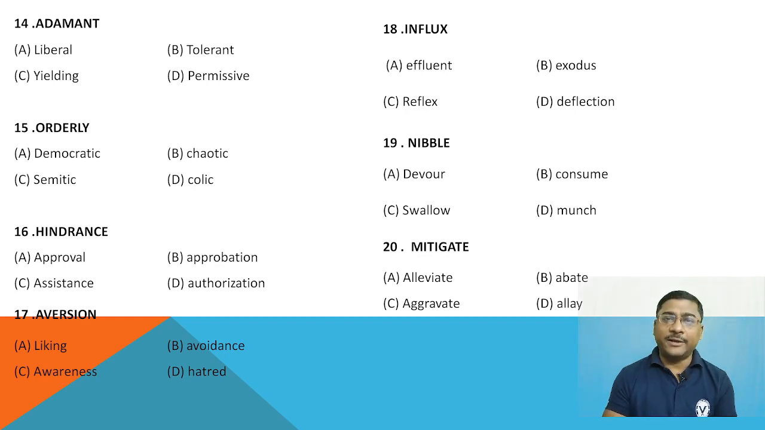Then mitigate. Mitigate means to distribute or to give away. So here the opposite is abate. Abate means to stop. Alleviate. Alleviate means to go away, to give away. That is alleviate.